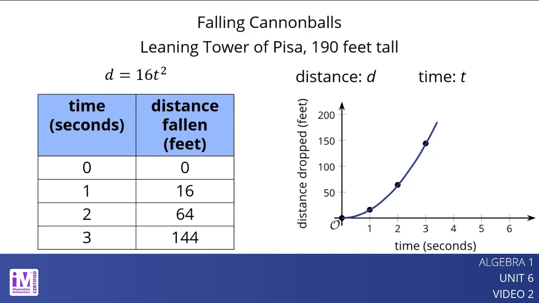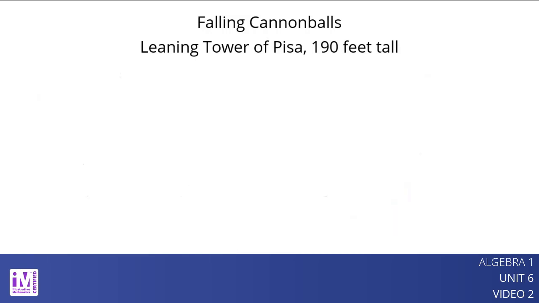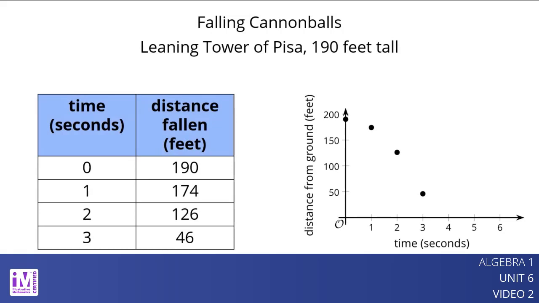Let's look at this example another way. Another way to study the change in position of the cannonball is to look at its distance from the ground as a function of time. Here is a table and a graph showing the distance from the ground in feet at 0, 1, 2, and 3 seconds.